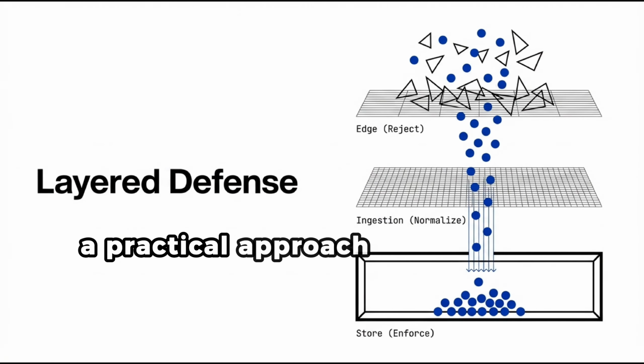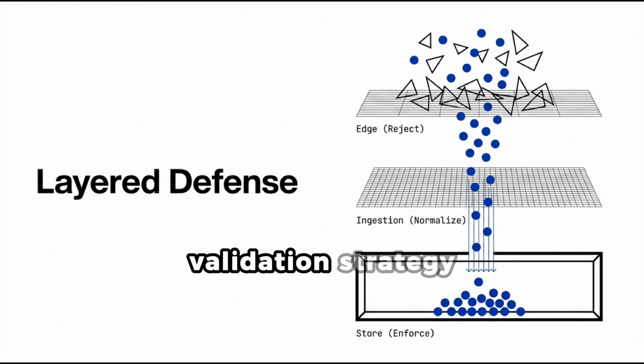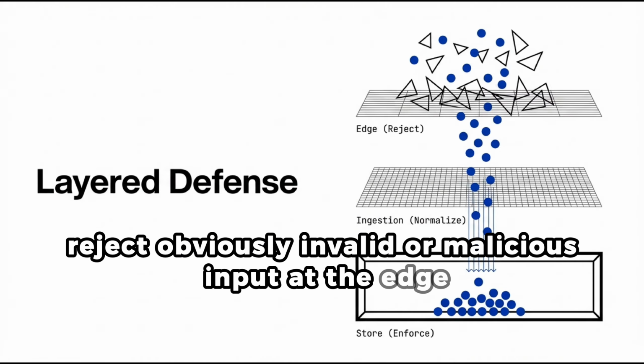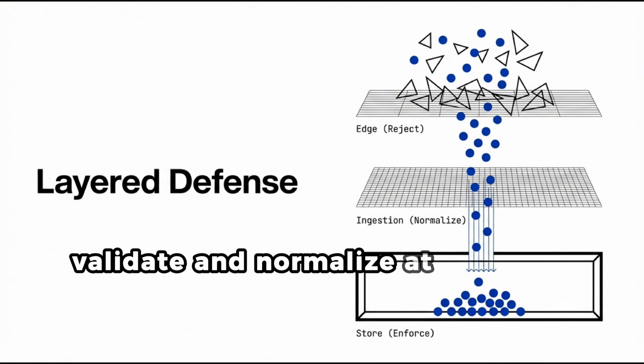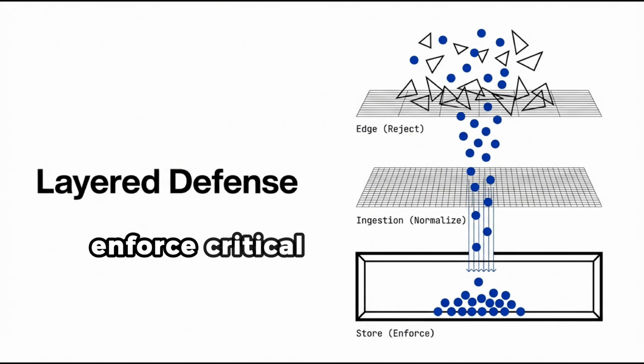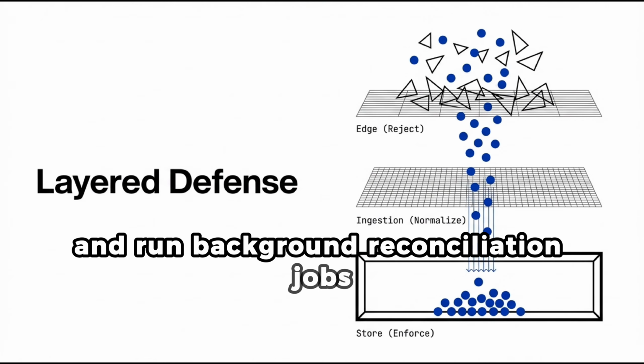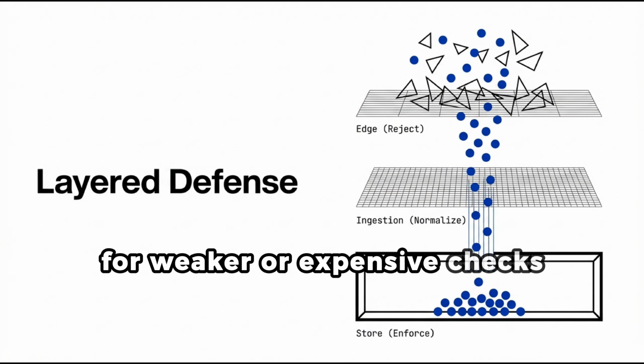A practical approach is to adopt a layered validation strategy. Reject obviously invalid or malicious input at the edge. Validate and normalize at ingestion. Enforce critical invariants in the data store, and run background reconciliation jobs for weaker or expensive checks.